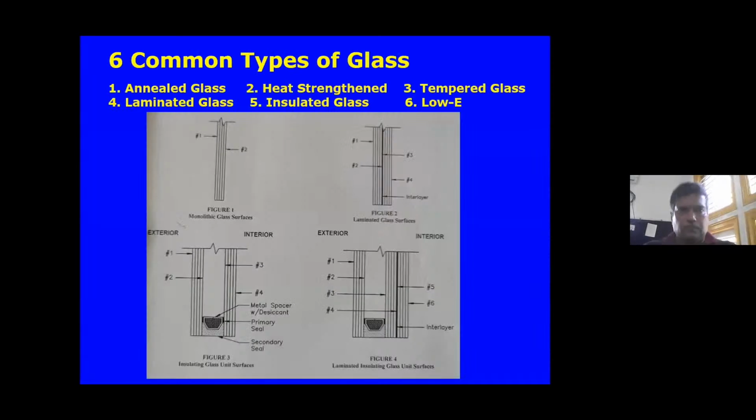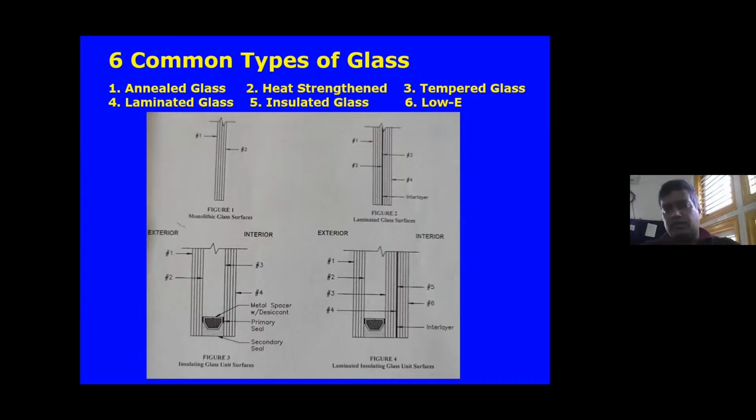So now coming to the interesting part, the knowledge part of the design of this session. It's session 2. Design using glass. How do we design using glass? First thing is, you all must be knowing, or if you don't know, this is what it is. There are 6 common types of glass. One is annealed glass, heat strengthened glass, tempered glass, laminated glass, insulated glass, and low E glass.